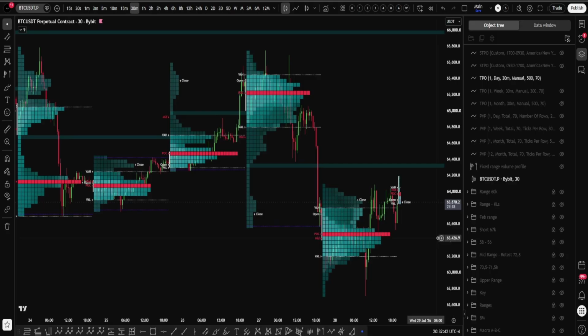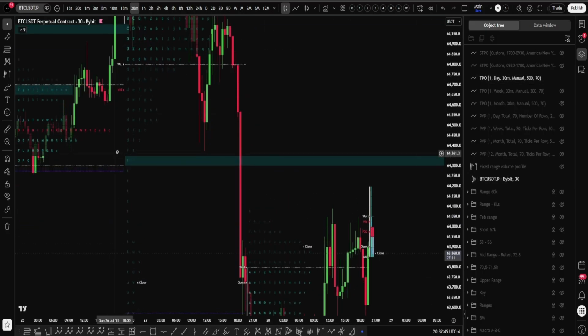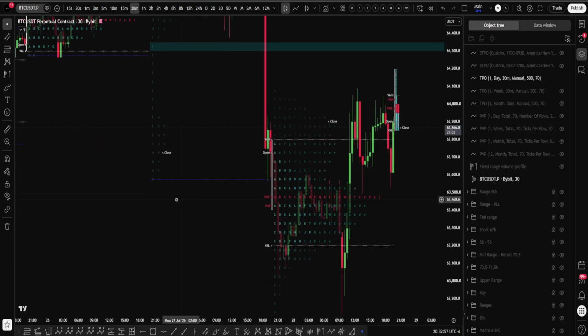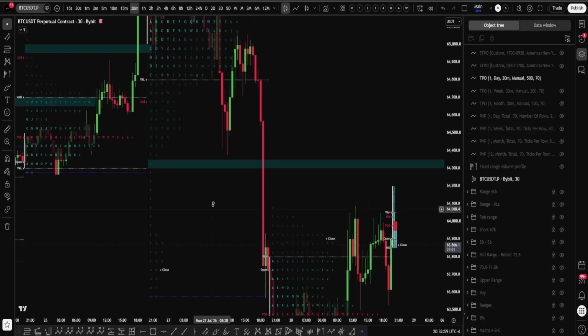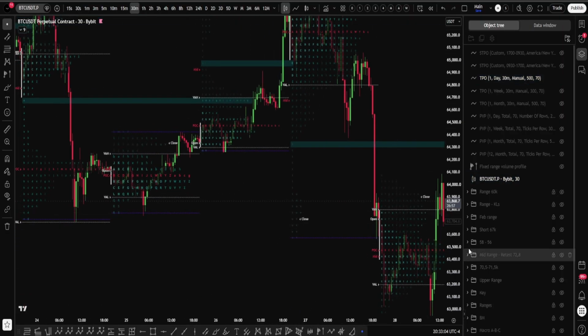Oh no, I look at everything for the most part. What this TPO is telling me is that there's an imbalance here at 63,300. I remember I saw two letters together, like two pairs. Those are called poor lows, poor highs. Yeah, that's what it was.